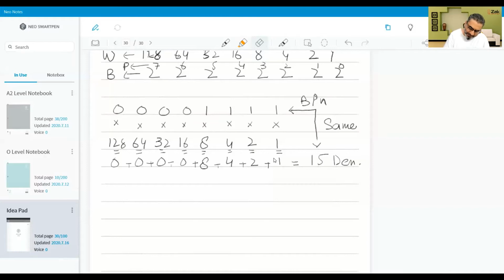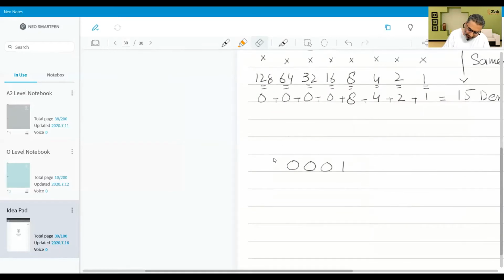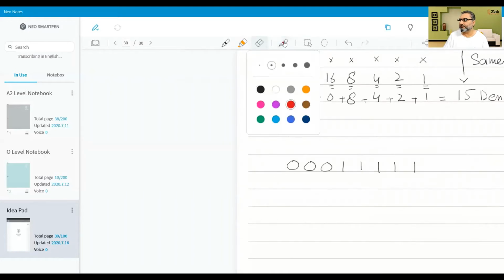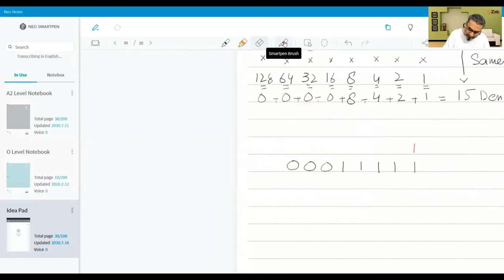Now, let's say I have got another binary number, 0 0 0 1 1 1 1 1. So this is the unit, 2, 4, 8, 16, 32, 64 and 128.